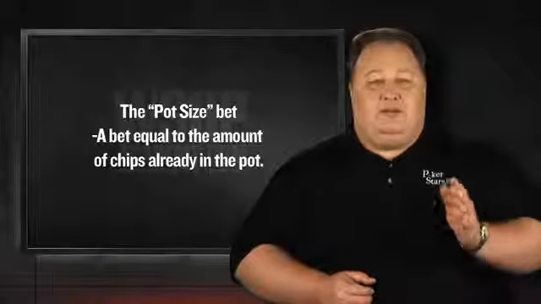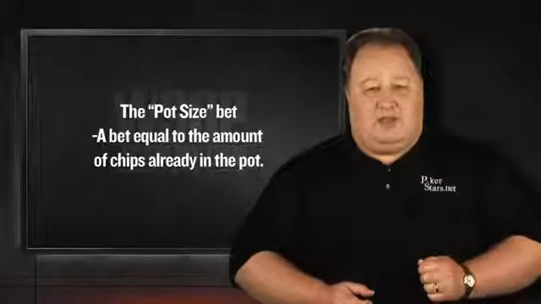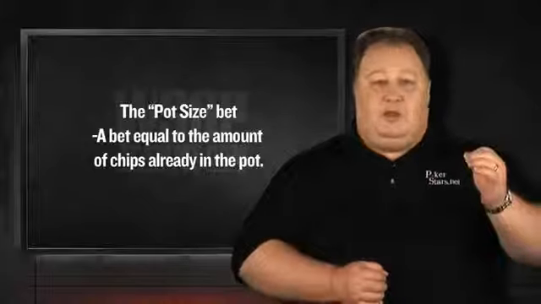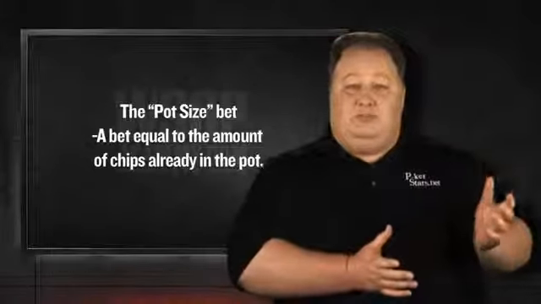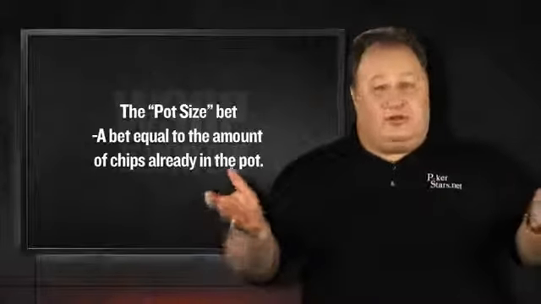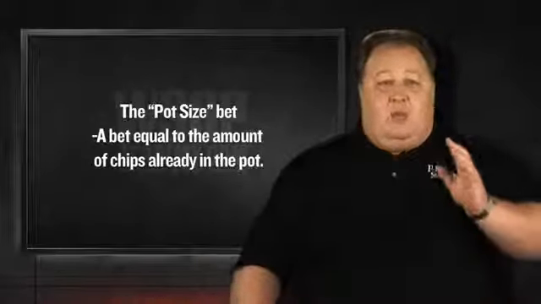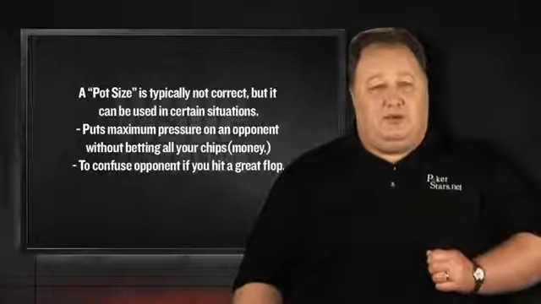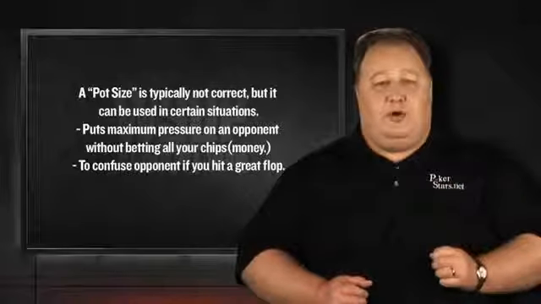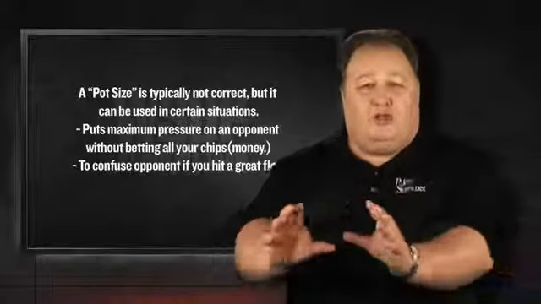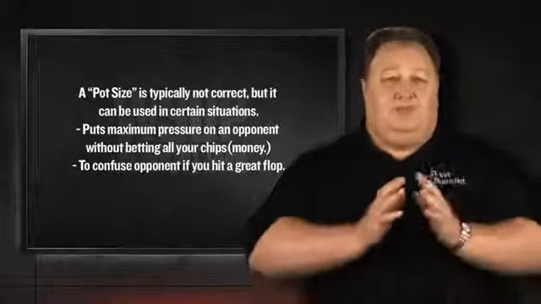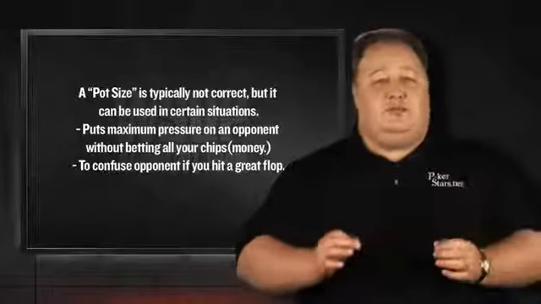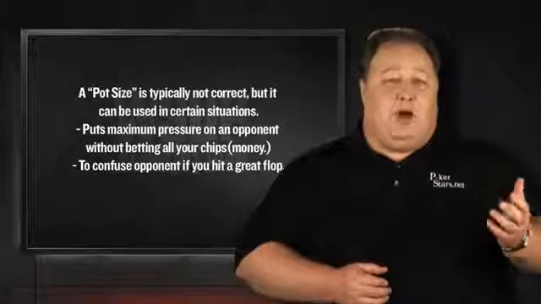Now, like the min bet, the pot size bet is exactly what it sounds like. It's a bet equal to the amount of chips already in the pot. So if there are 3,500 chips in the middle, a pot size bet would be exactly 3,500 chips. While a pot size bet isn't typically correct, it can be a very effective tool to put maximum pressure on an opponent without having to move all in with all your chips. Sometimes, trickier players will even use this as a move to confuse unsuspecting opponents when they've hit a monster hand on the flop.